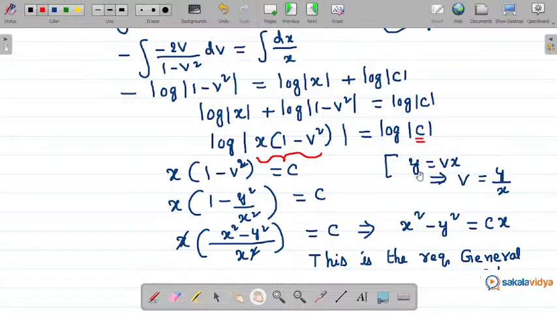Let us substitute y is equal to vx; v obviously becomes y upon x. So in the place of v write y upon x. So v square means y square by x square. So x into 1 minus v square means x into 1 minus y square by x square is equal to c. Now take LCM x square. So x square minus y square by x square, but x by x square means x, so by cross multiplication, x square minus y square is equal to cx. So this is the required general solution, right.